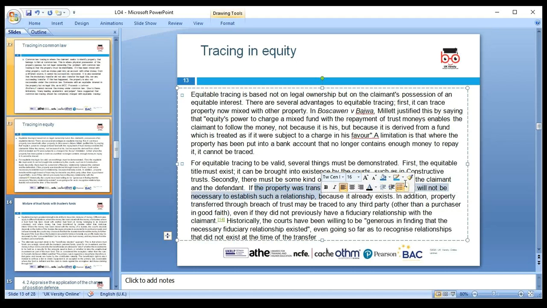So property transferred through a breach of trust may be traced to any third party other than a purchaser in good faith.